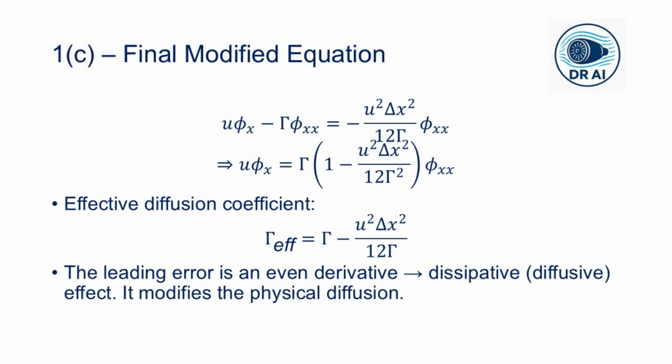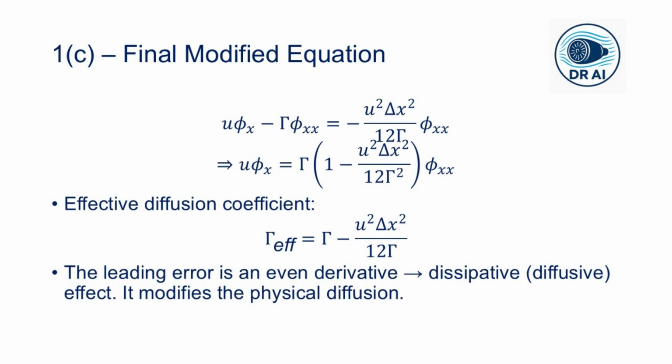So what does this mean actually? The numerical solution behaves as if it satisfies a convection diffusion equation with an effective diffusion coefficient, which we can represent here as the coefficient effective, equal to the coefficient minus u squared delta x squared divided by 12 times the coefficient. Since this correction term is negative, assuming u is greater than 0 and the coefficient is also greater than 0, the effective diffusion is smaller than the physical diffusion. This is the leading error effect.